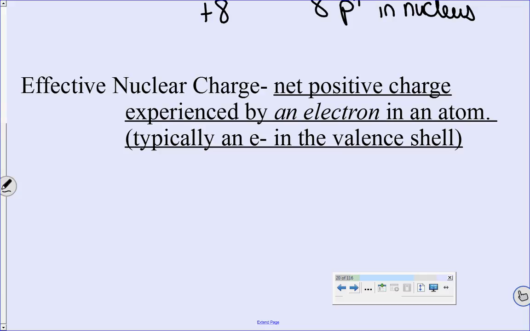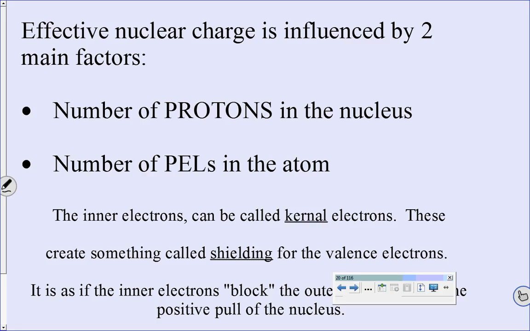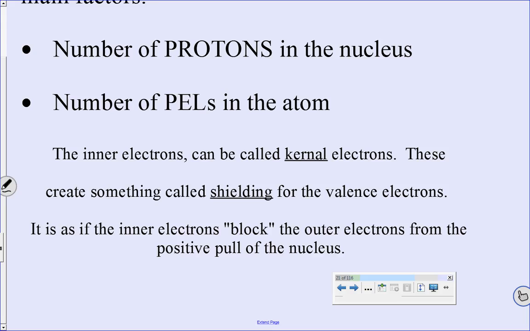Effective nuclear charge is influenced by two main factors: the number of protons in the nucleus and the number of PELs in the atom. Larger atoms that have more PELs, those outside valence shell electrons, are going to actually experience less of the pull of the protons in the nucleus. So the inner electrons can be called kernel electrons. We're going to use that term. I won't test you on it specifically, but you do kind of need to understand what that means.